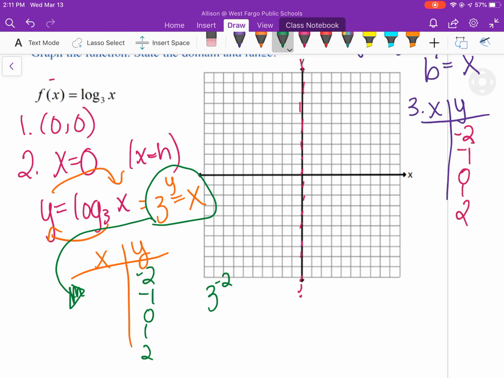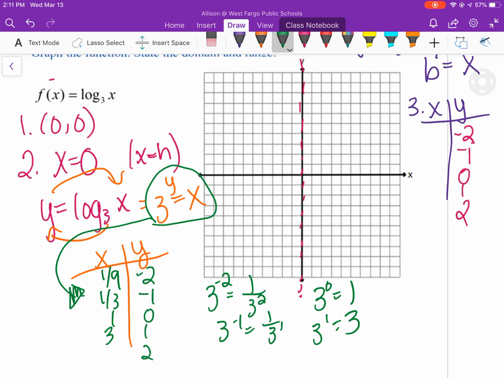So 3 to the -2, that's going to be 1 over 3 squared, or 1/9. 3 to the -1 will be 1 over 3 to the first, or 1/3. 3 to the 0 is 1. 3 to the first is 3. And 3 squared is 9.